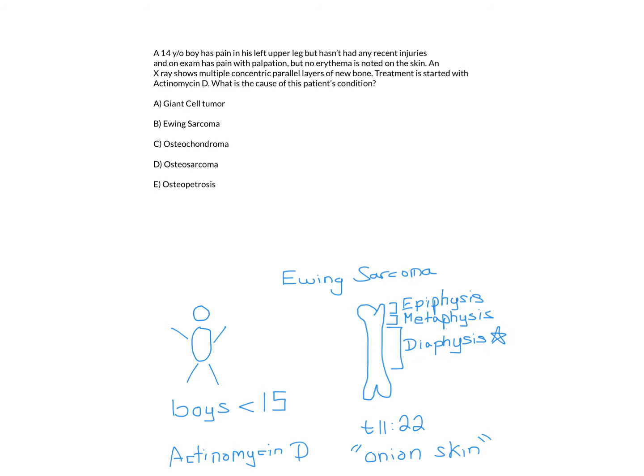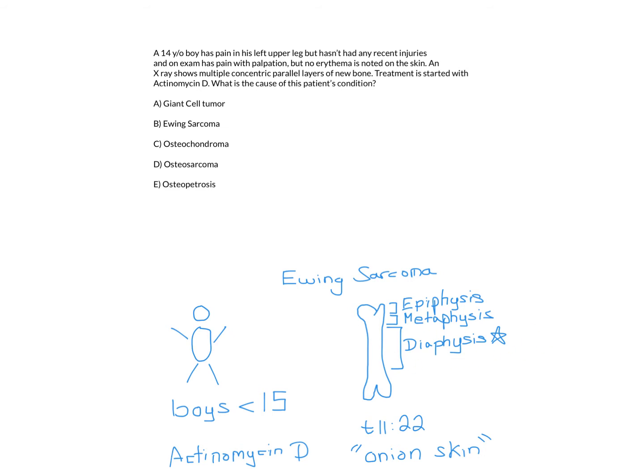And so just a quick recap of bones. They're typically distributed into three parts. So the top part is the epiphysis. And the middle part between the epiphysis and diaphysis is the metaphysis. And so this is actually where Ewing sarcoma occurs, in the diaphysis.